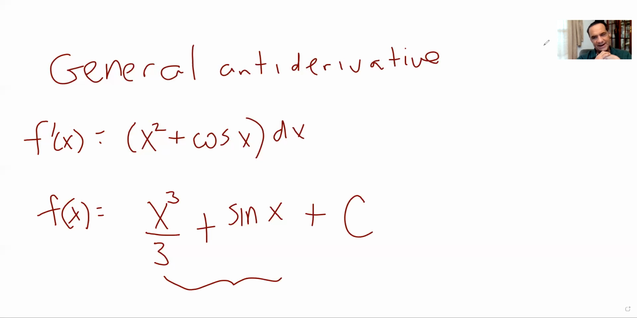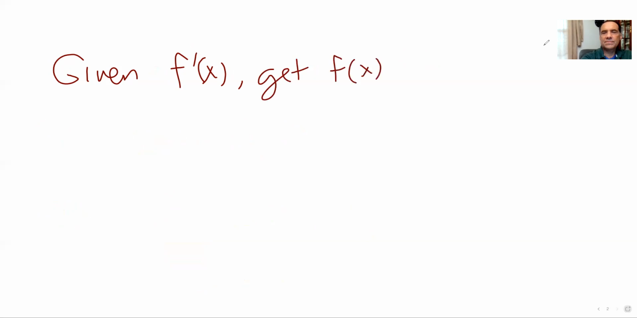Now, you're also going to have situations where the problem is going to say, given f prime of x, get f of x if f of 1 is 6. This is where you're not looking for a general antiderivative anymore. You're looking for a specific antiderivative function, because only one of those vertical translations can have this point.